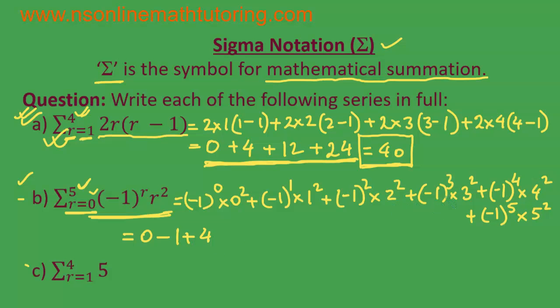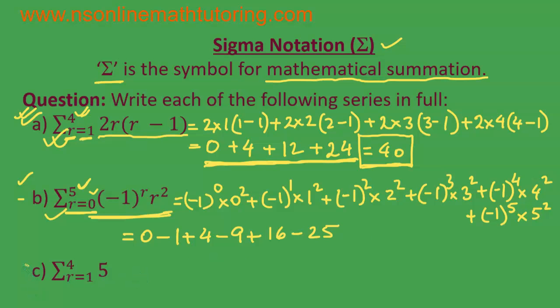Next, (-1) to the power of 3 is minus 1 and 3 square is 9. It is minus 9. (-1) to the power of 4 is a plus 1 and 4 square is 16. Plus 16. And (-1) to the power of 5 is minus 1 and 5 square is 25. This is minus 25. So these are the 6 terms of this series. We do not have to give them the sum total.